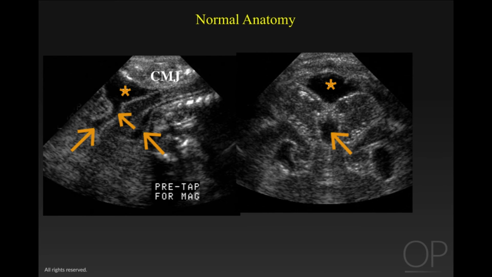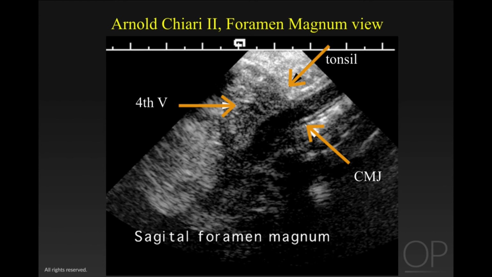Here are some examples. This is a baby with an Arnold Chiari 2 malformation using a sagittal foramen magnum view. Now, the first thing we notice is that most of the landmarks are gone. We don't see a fourth ventricle. We don't see a cisterna magna because the cerebellum is relatively large within a small posterior fossa.